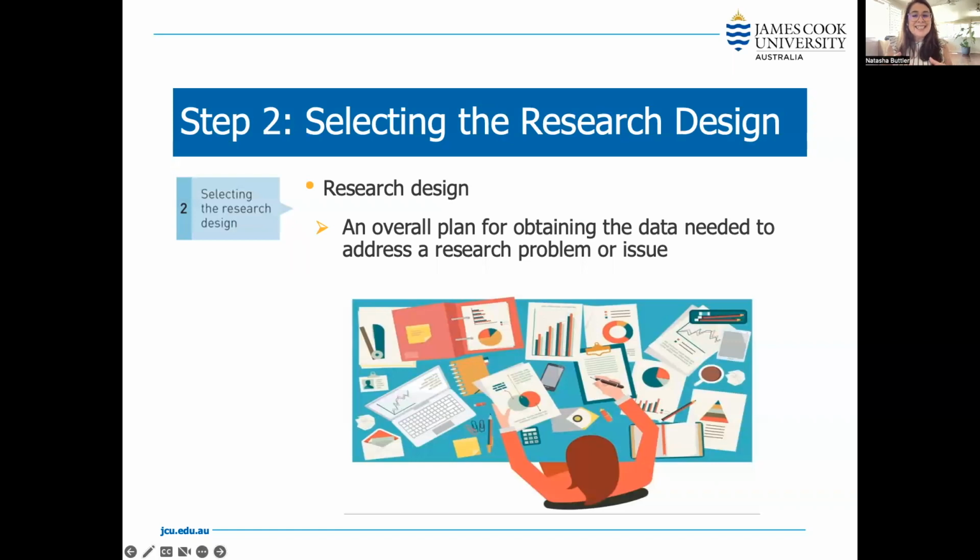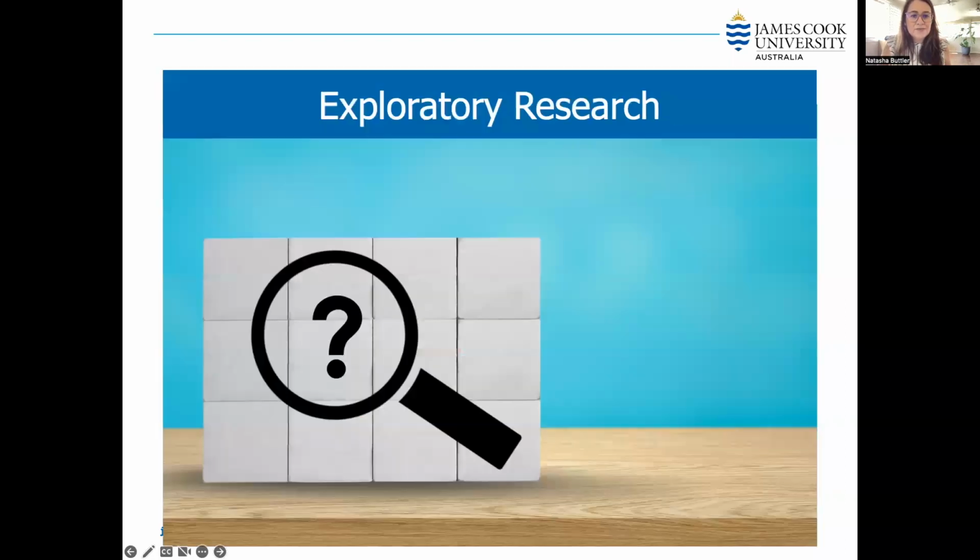So marketers may elect to conduct either exploratory, descriptive, or experimental research. And whilst each has distinct purposes, the major differences between them are formalization and flexibility rather than the methods that are used. So let's have a look at those 3 in more detail.